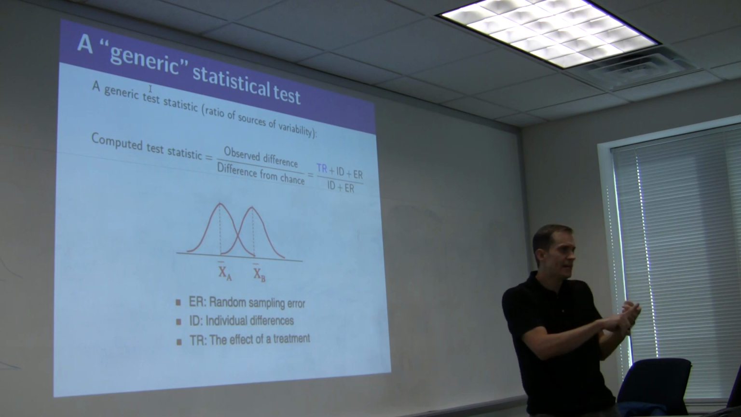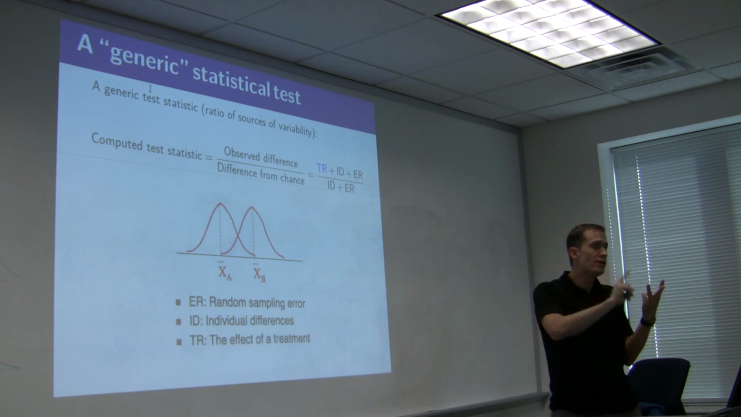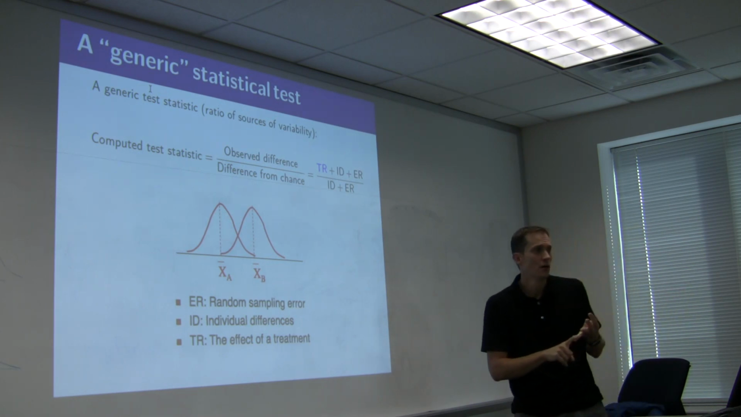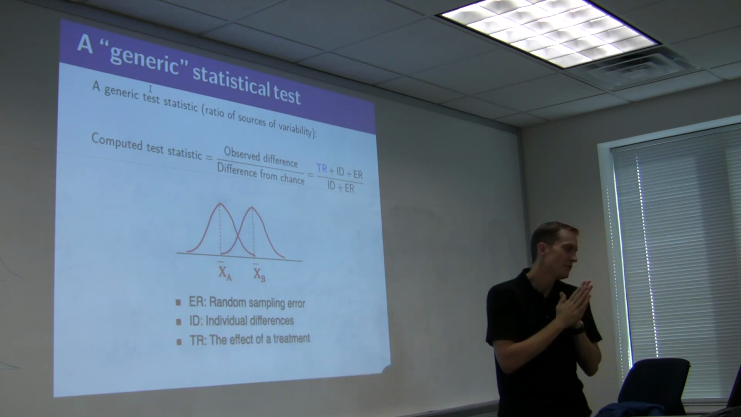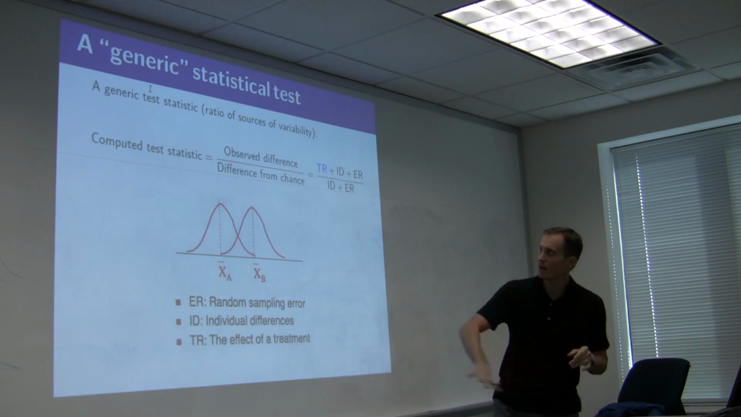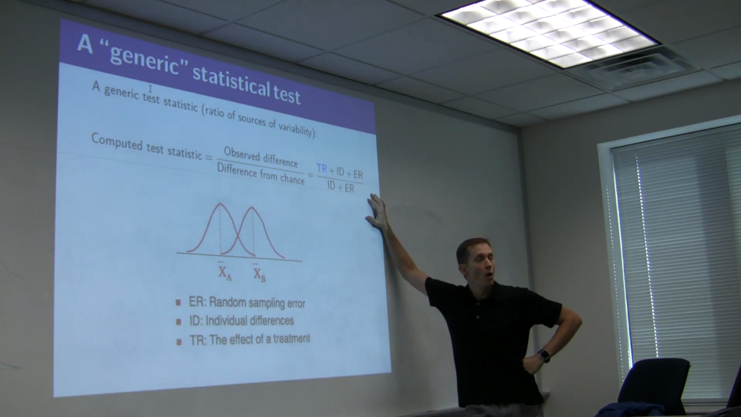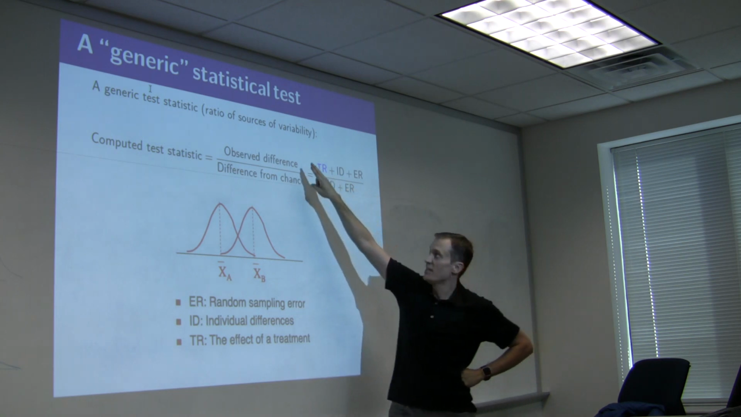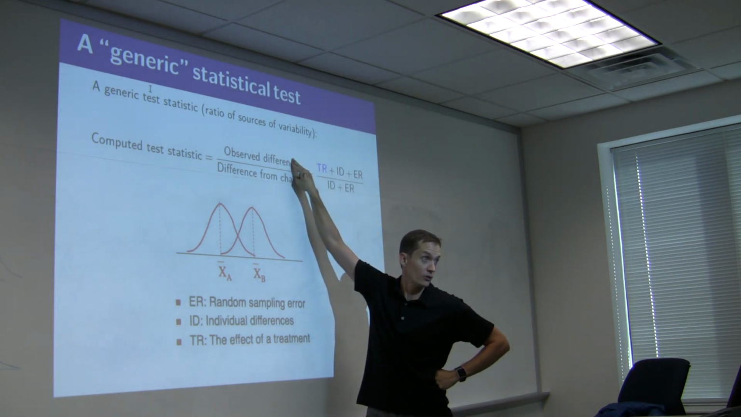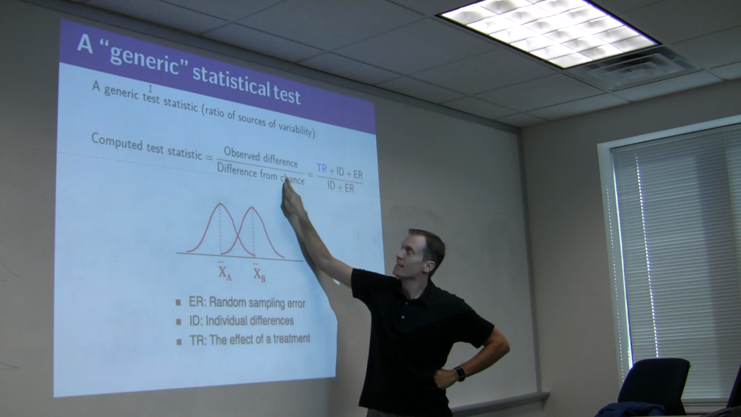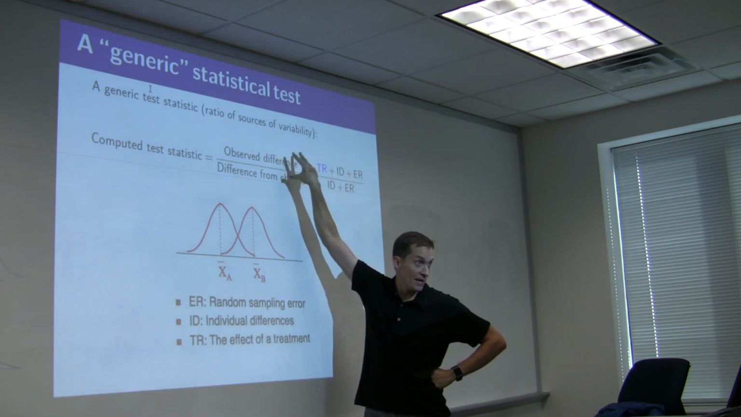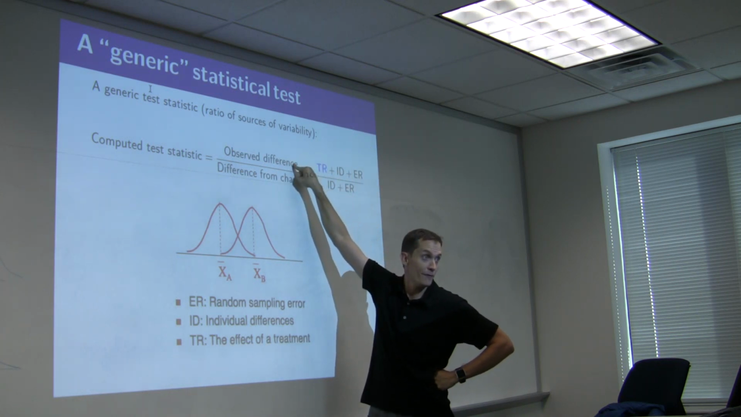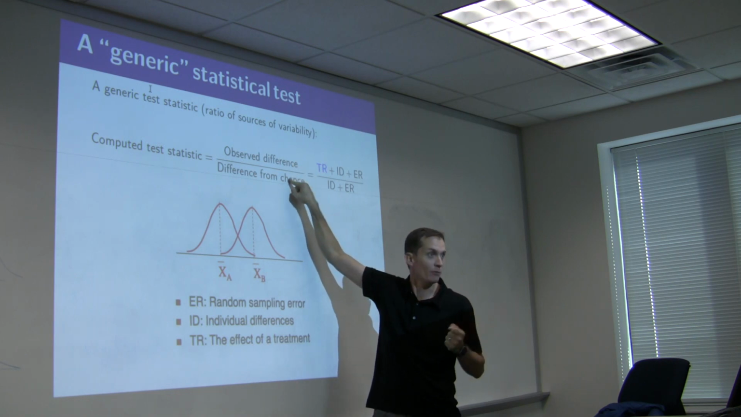So whether you're using a z-test, or a t-test, or an ANOVA, or a chi-square, or a binomial test, or any other myriad tests that could be out there, what you're doing boils down to this equation up here. You're wanting something that indexes the observed difference, what you're interested in, divided by the difference you would expect due to chance. So the idea here is the bigger this fraction, the bigger this number, the bigger the observed difference is relative to the sampling error.